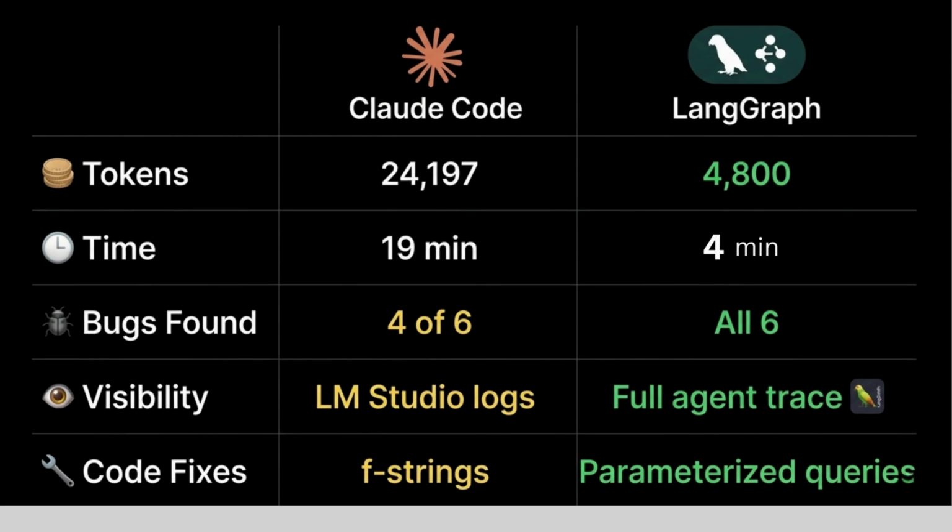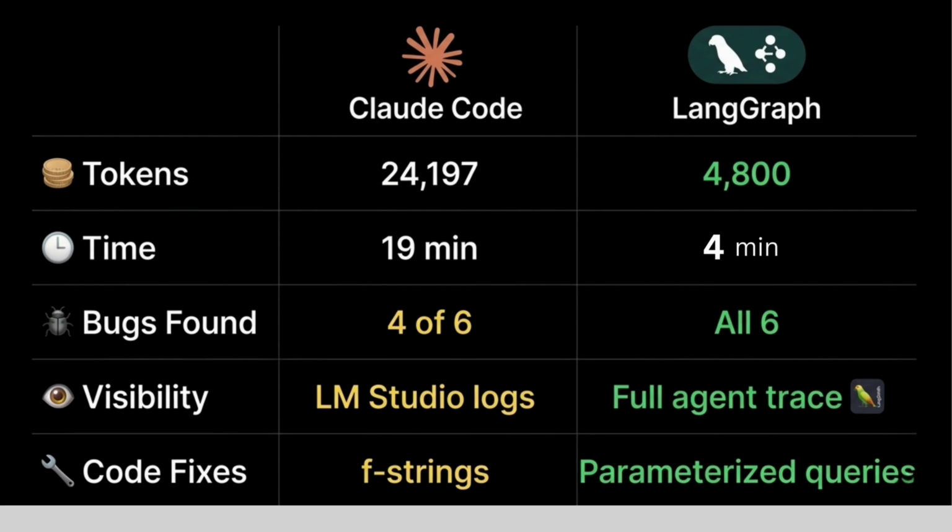And if you remember from the previous video, the Claude Code agent took around 19 minutes to do the same thing. So this is significantly faster, and on top of that it caught all the bugs. When it comes to token usage, we are talking about 5x fewer tokens compared to Claude Code, which used around 24,000. That's a huge difference.